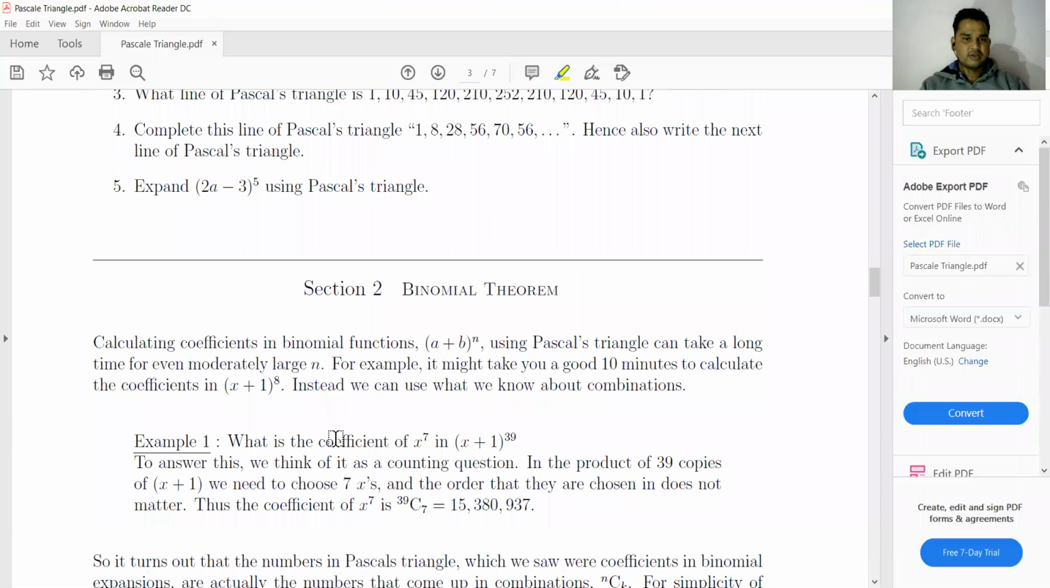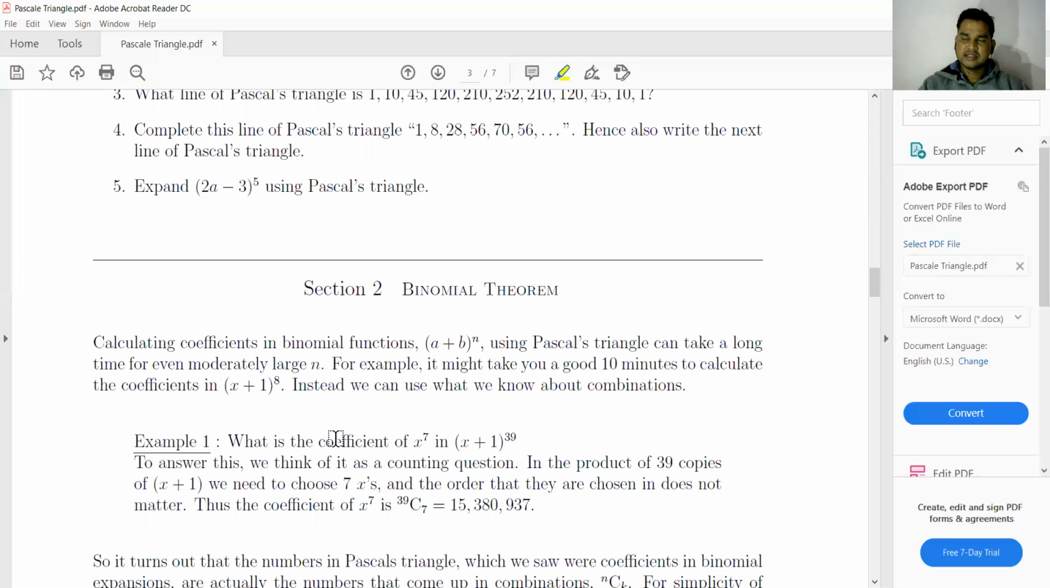Now here, the binomial theorem. Calculating the coefficients in the binomial function (a plus b) raised to n using the Pascal triangle can take a long time for an arbitrarily large n. For example, it might take you a good 10 minutes to calculate the coefficients in (x plus 1) raised to 8. Instead, we can use what we know about combinations.